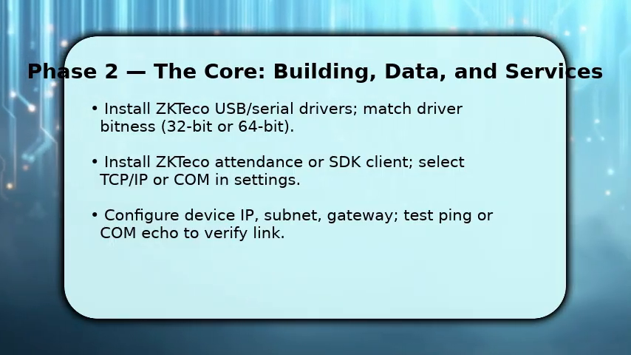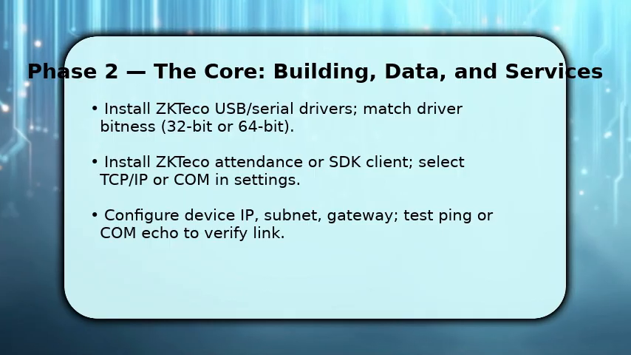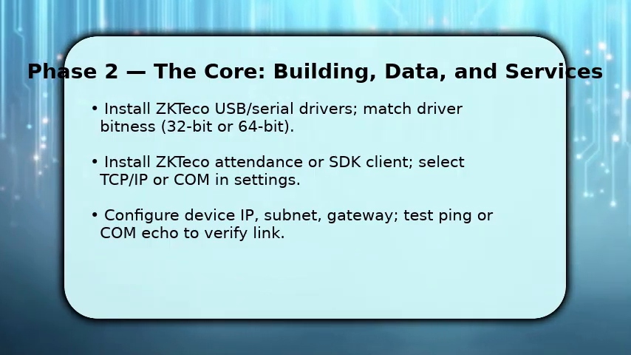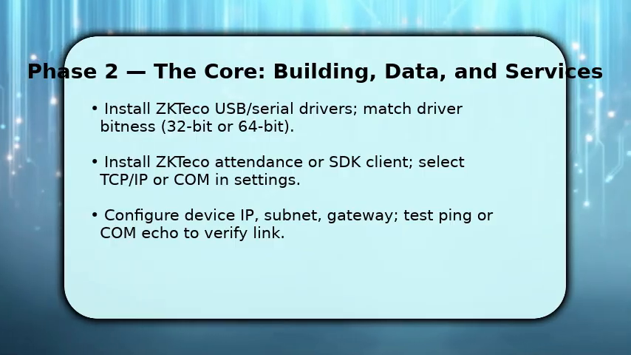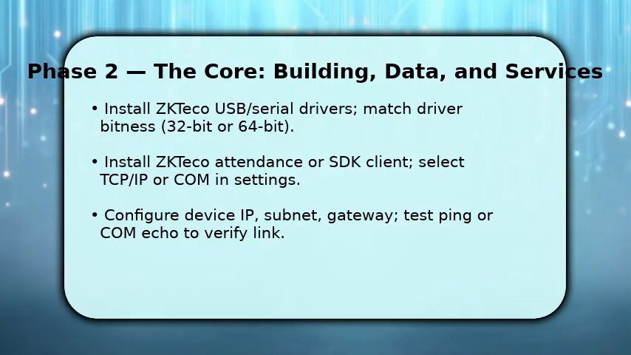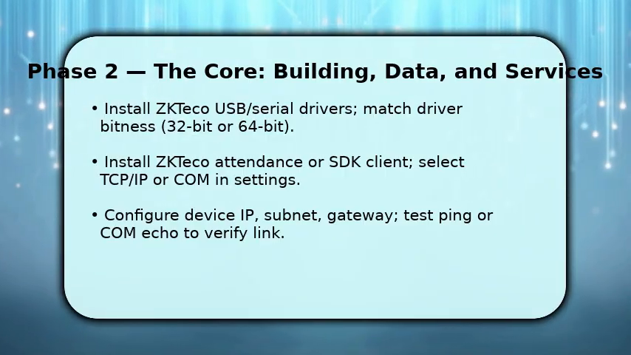Choose the communication method you set up earlier, enter the COM port or the device IP, and set the correct baud rate for serial links. Once configured, use the built-in test button to ping the device or to confirm serial echo. This proves the software can talk to the unit.